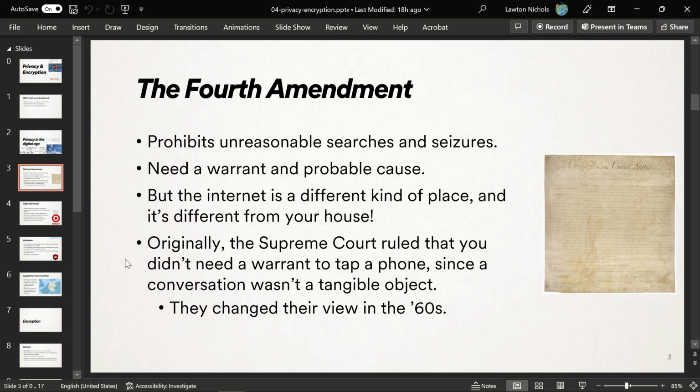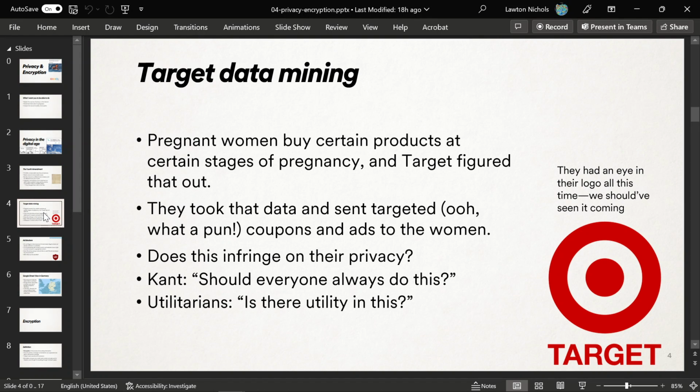But that's kind of like the protection that we have right now, okay? Just in our houses, with phones, with old technology. How does this translate to the present day? Let's see what other things are happening. Let's see what other companies are doing, in fact.